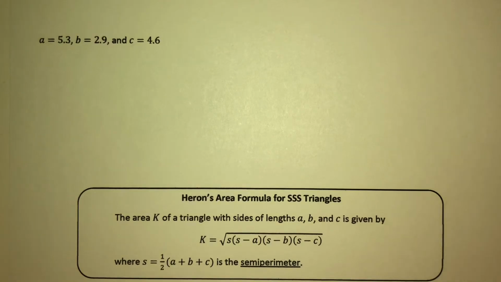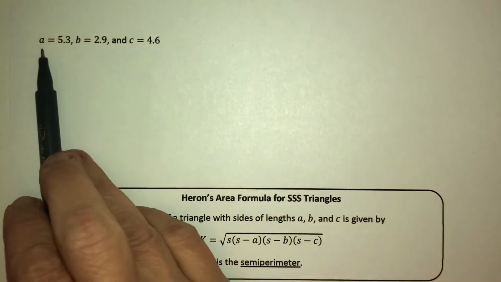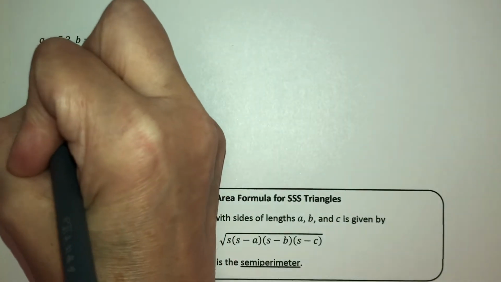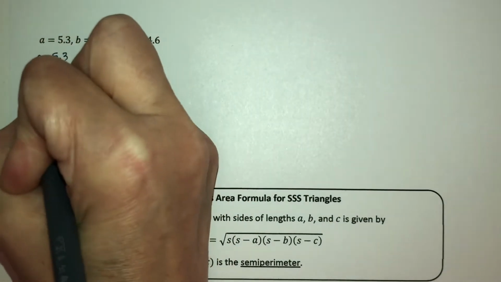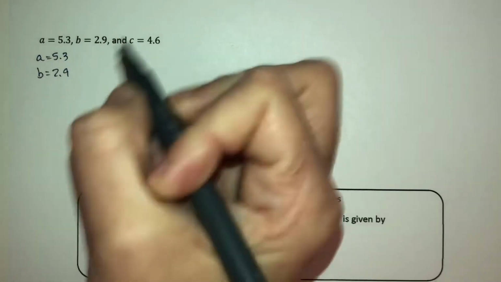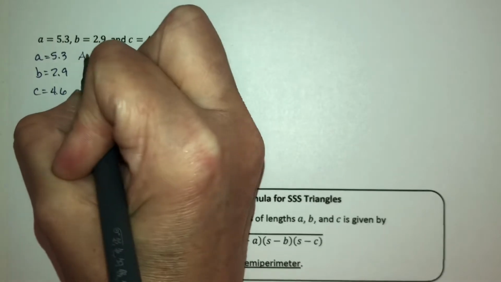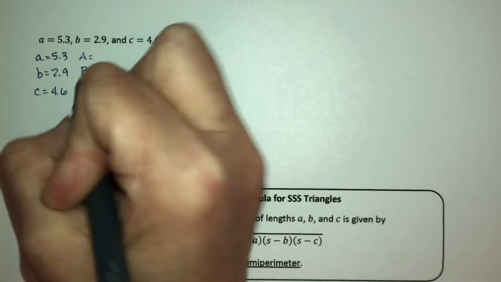This is part 4 of section 6.3. We want to solve this side-side-side triangle. So A is 5.3, B is 2.9, and C is 4.6, and I need to find all 3 angles.